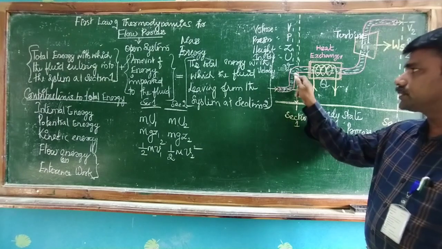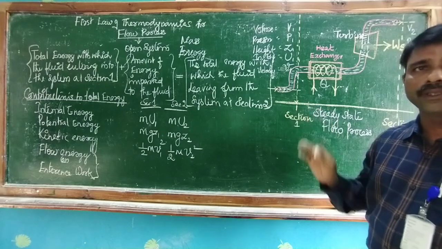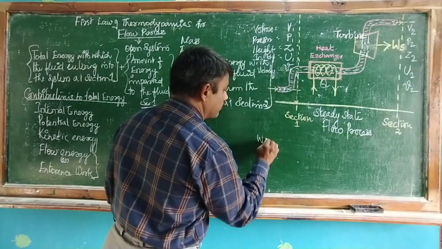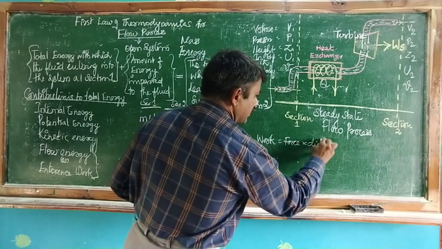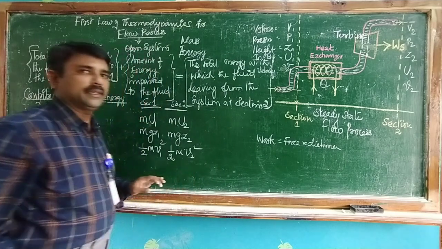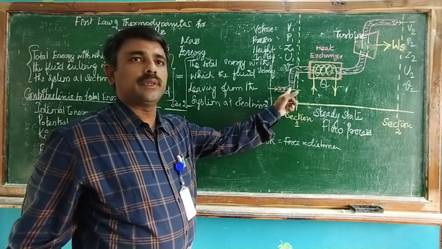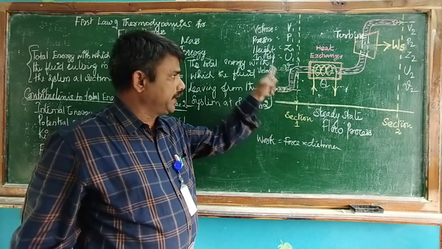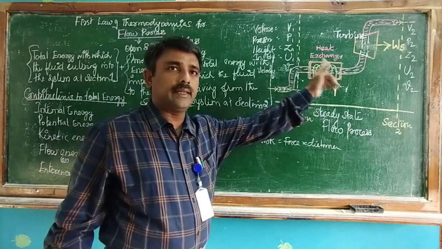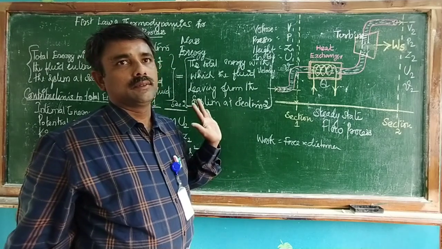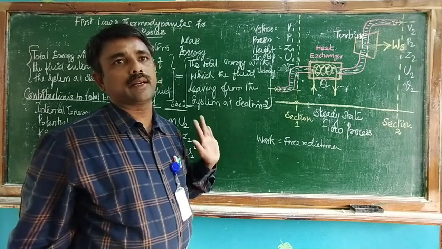So force into this distance is called flow energy. By definition, work is nothing but force into distance. So flow energy or entrance work is nothing but this: fluid entering into the system is being pushed by the fluid behind it by a certain amount of force. This force is multiplied by the distance through which the force acts. The product of force into distance is flow energy or entrance work.